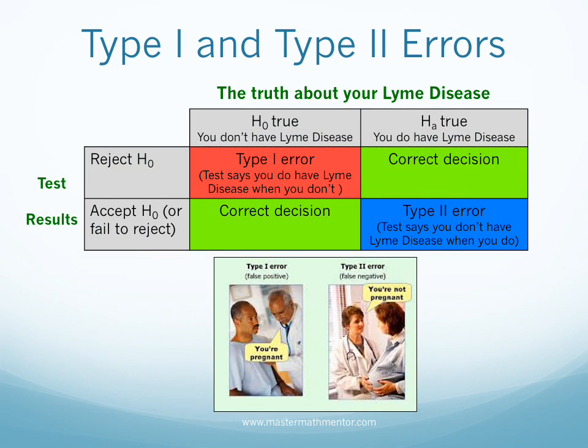A type 1 error is concluding that you do have Lyme disease when you don't have it. The test is giving what is called a false positive. A type 2 error is concluding that you don't have Lyme disease when you do have it. The test is giving what is called a false negative. The humorous graphic does a good job of describing these terms.